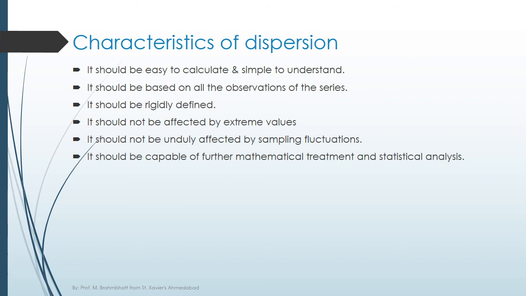Let's see the characteristics of dispersion. It should be easy to calculate and simple to understand. It should be based on all the observations of the series. It should be rigidly defined. It should not be affected by only the extreme values. It should not be unduly affected by sampling fluctuations. It should be capable of further mathematical treatment and further statistical analysis.